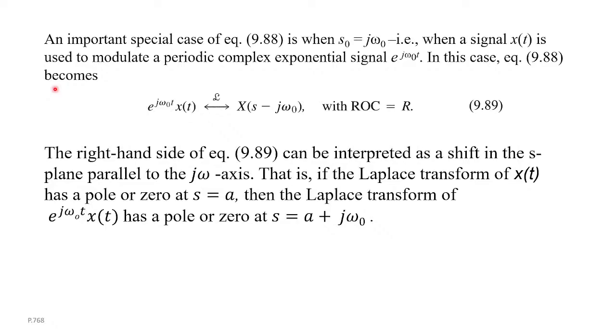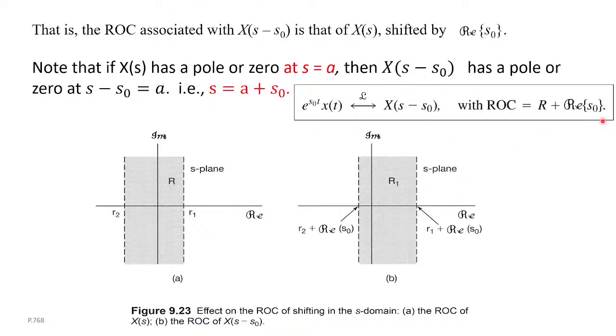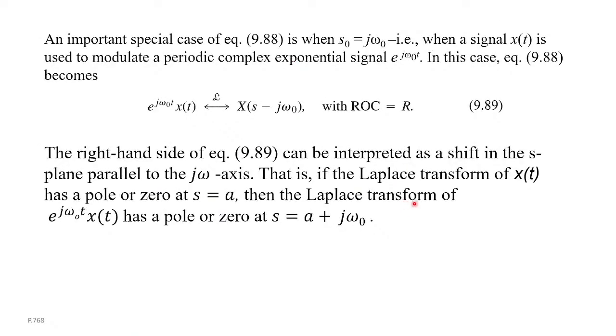In this case, because your shift has no real part, the ROC is not changed. You can think of it as shifting everything along the y-axis, and because your ROC is a strip, it doesn't change your ROC. But all your poles and zeros will get shifted up or down by this j omega naught. Any questions?